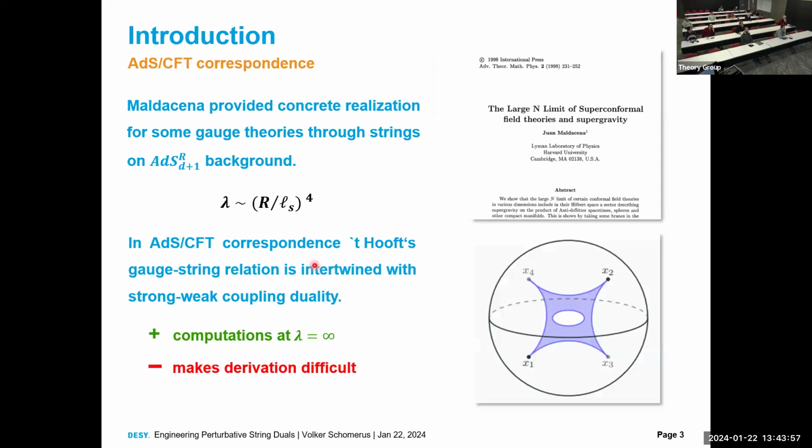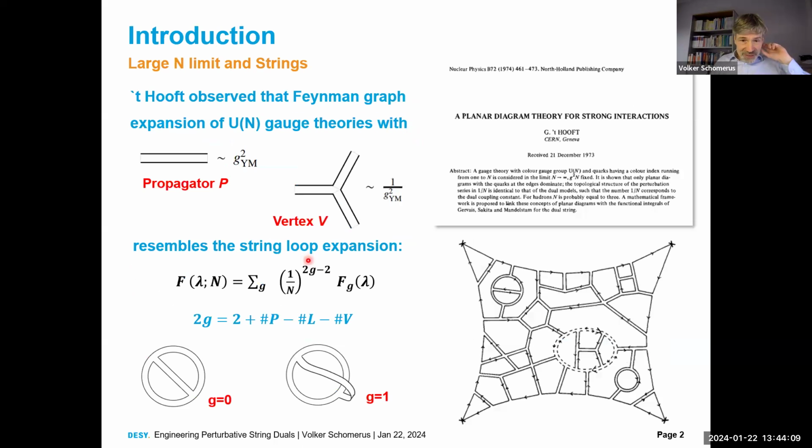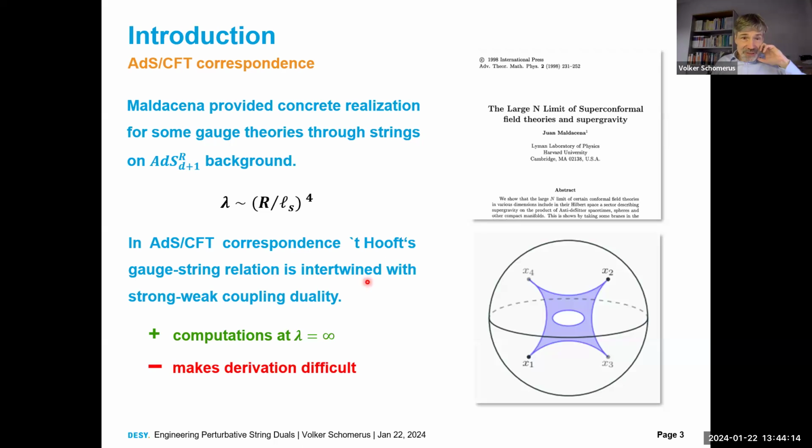Then, of course, this by itself is not necessarily useful until you have a prescription for how to compute these functions that appear in the string loop expansion down here, these functions of the genus that depend on the coupling. And of course, as you all know very well, this was achieved more or less 25 years ago, when Maldacena gave a prescription for how to compute these quantities, at least for a restricted set of gauge theories, by suggesting that they can be computed through strings propagating on AdS backgrounds in one dimension higher.